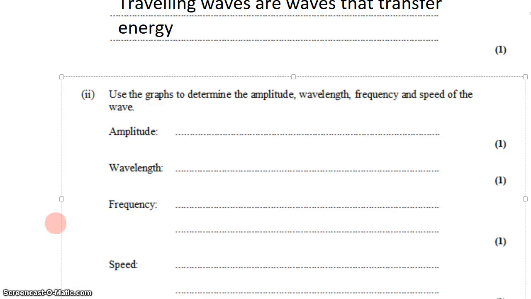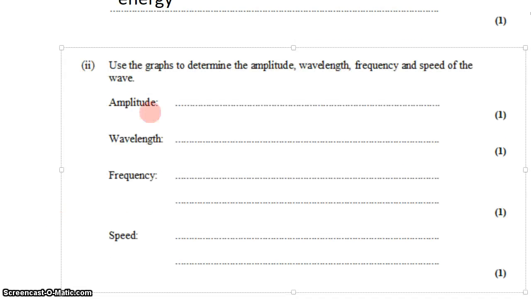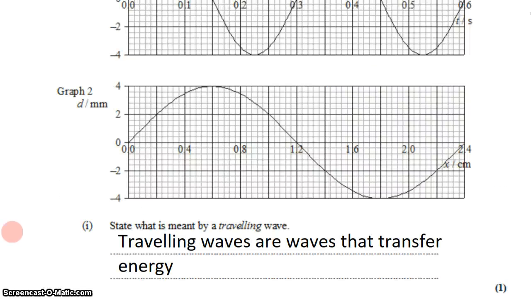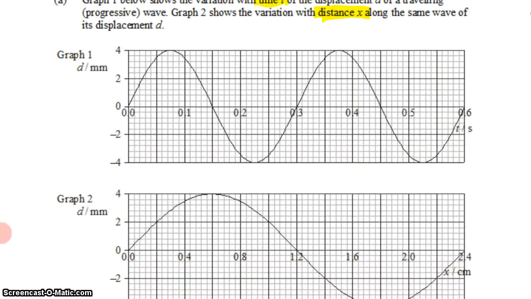Part 2 says to use the graphs to find a couple of different things. We're looking for the amplitude, wavelength, frequency, and speed of the waves. So we'll start with the amplitude, pretty straightforward. The amplitude is the maximum height of the wave, but on which graph? Well, actually it doesn't matter, because both graphs are a record of the same wave.